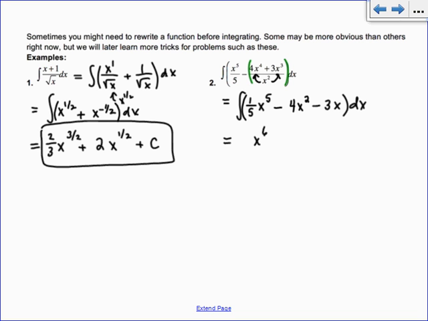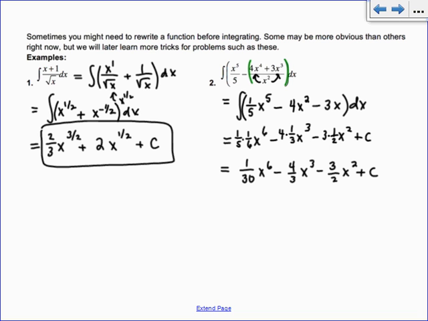All right, so here we go. So I'm going to have x to the 6th. I would have a 1/6 out front, but I already have a 1/5, so I'm going to leave it separate for now. And I have x cubed. I'm going to have a 1/3 out front, but I already have a 4. I have x squared. I would have a 1/2 out front, but I already have a 3. And then plus c. So my answer is 1 over 30 x to the 6th minus 4 over 3 x cubed minus 3 over 2 x squared plus c.